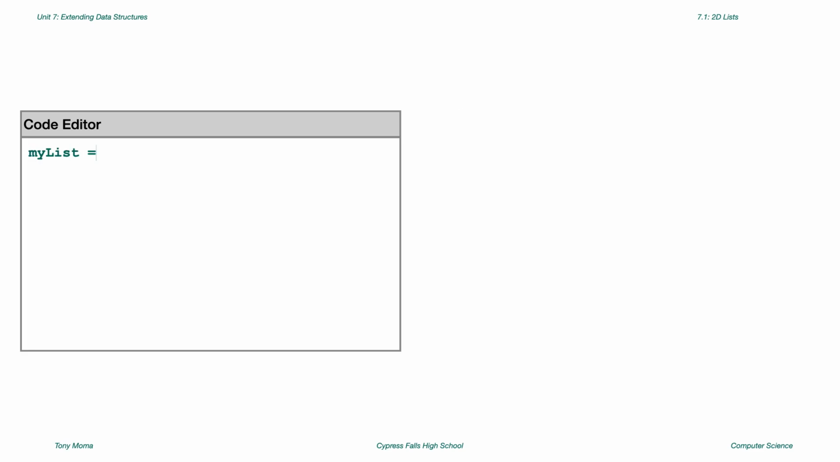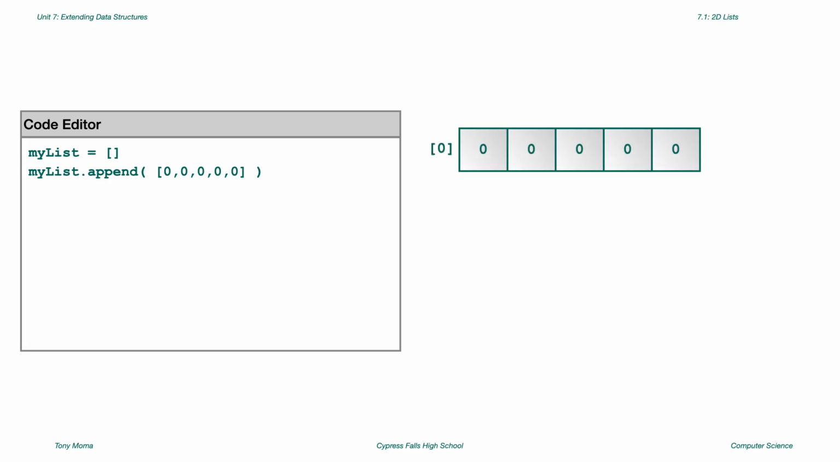Now consider the following program. We start off by declaring an empty list named mylist. I then append a list of 5 zeros to it. Let's not forget that each value within this list will also have an index of its own.